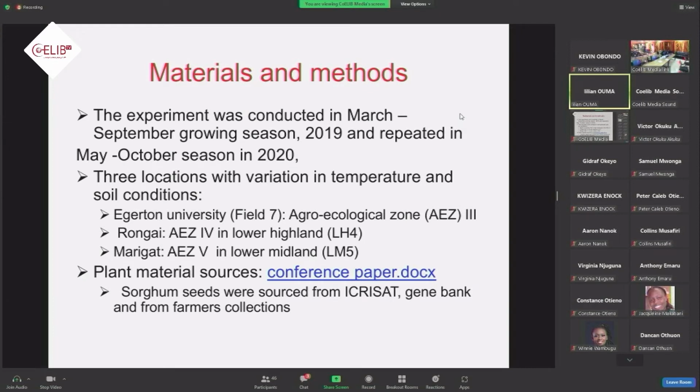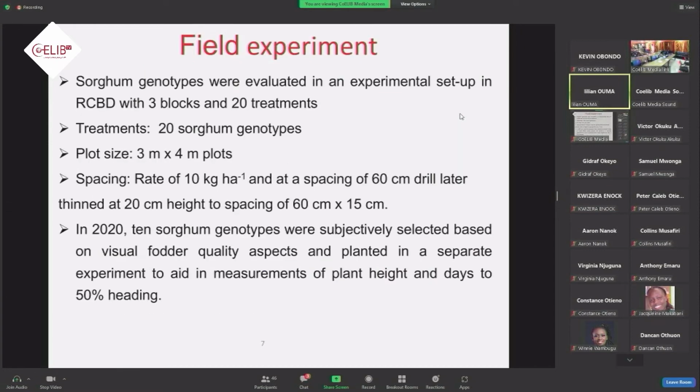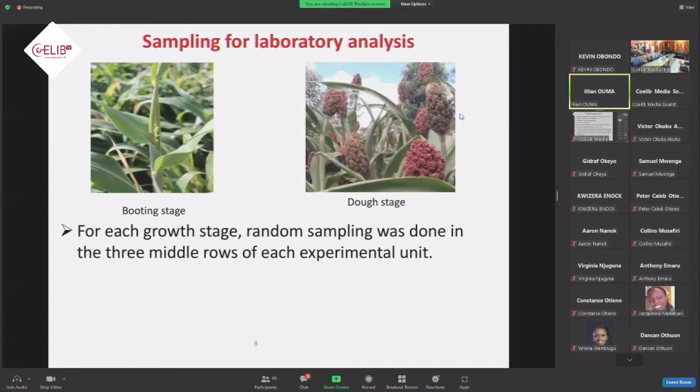For sampling, the sorghum was sampled at 2 developmental stages, as shown in the picture: at booting stage and at dough stage. For each developmental stage, random sampling was done at the 3 middle rows in each experimental unit. Then the samples were shredded and taken to the laboratory for evaluation of lignocellulose content using the Van Soest method, 1991.